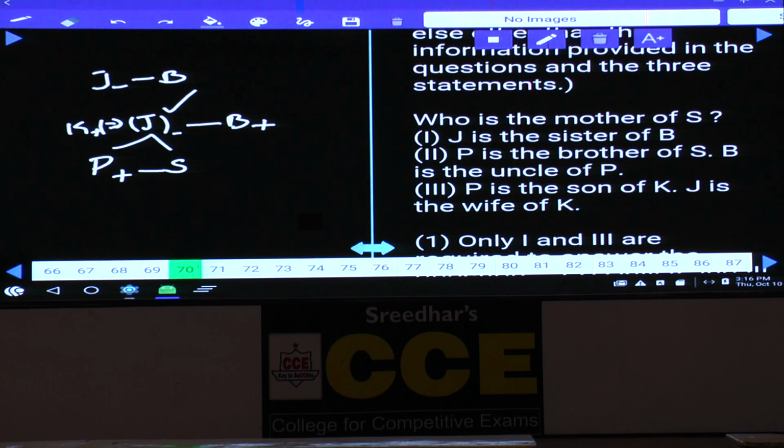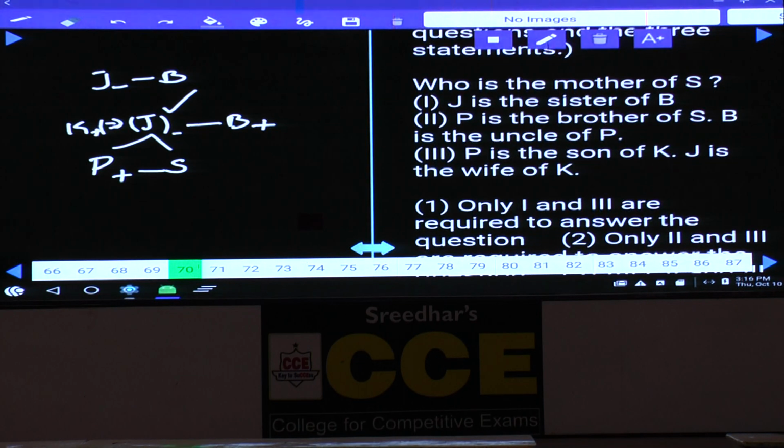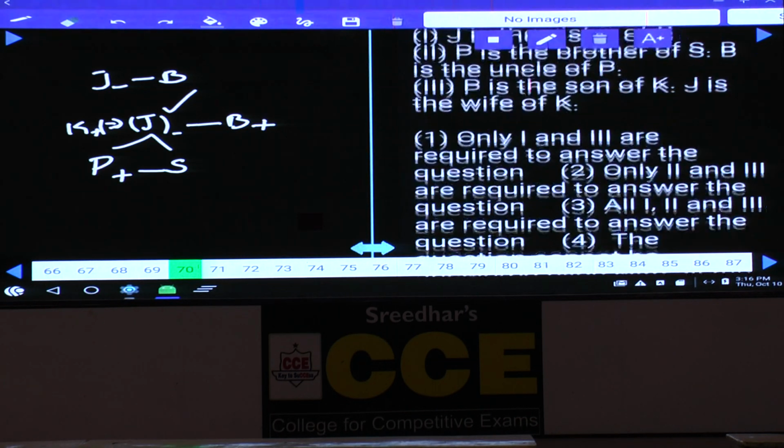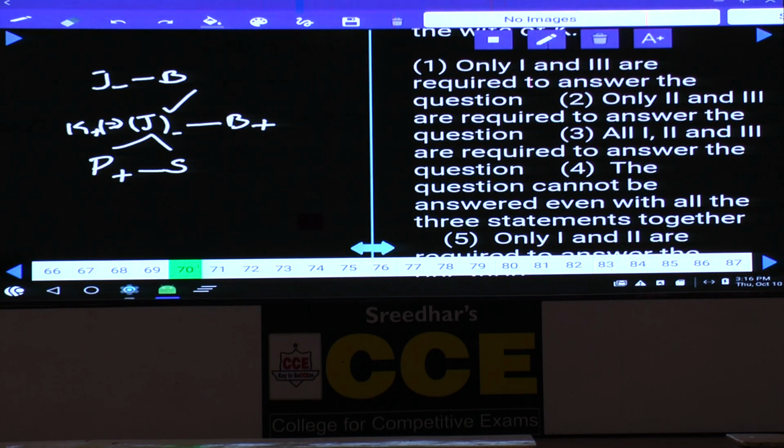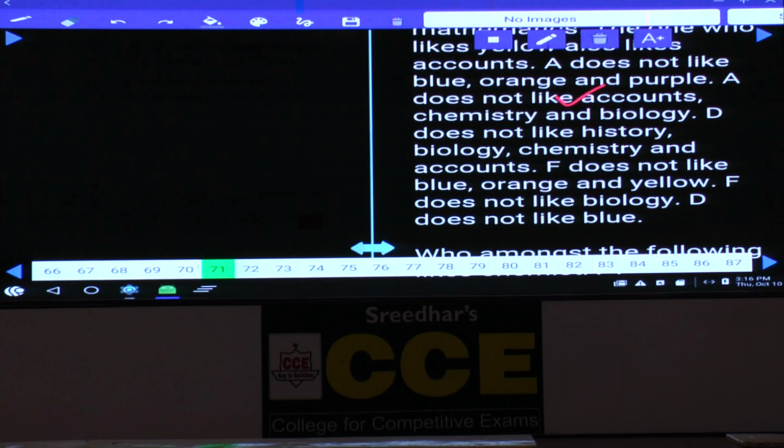J is the wife of K, hence condition number 2 and 3 are sufficient to determine the answer, because the information that J is the wife of K is given. If J were only married to K, we could not determine it. Now J's gender is known, J is a female, that means J is the mother of S. Hence 2 and 3 are required, it is given in choice 2. So question number 70 is choice 2.